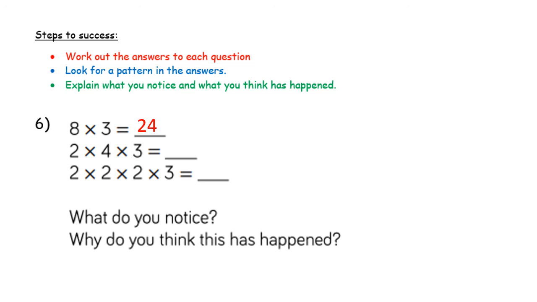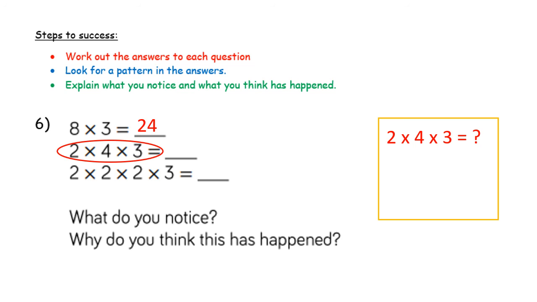Okay, so let's do the second one together. 2 times 4 times 3. So when we do this, we basically going to start with 2 times 4 and then times our answer by 3. So 2 times 4 is 8. Okay, so then we've done the 2 times 4, so we can cross that out, and then we just have to times by 3. So then 8 times 3 is 24. Okay, so then we can write our answer in. So you need to work out the last question and then tell me what you notice and why you think this has happened. Okay, good luck with the rest of your questions this week.